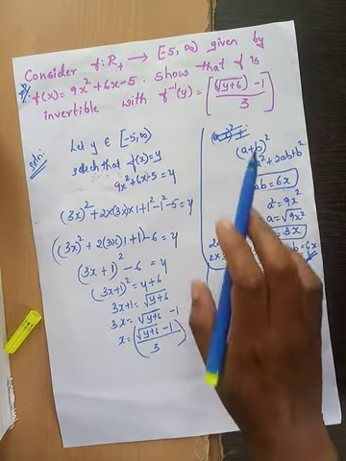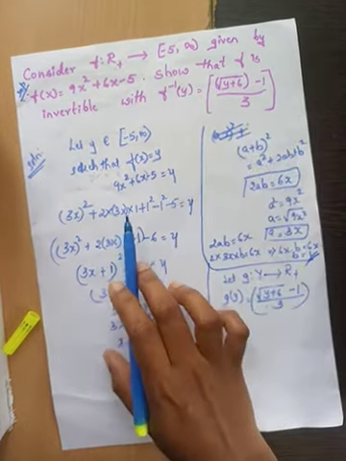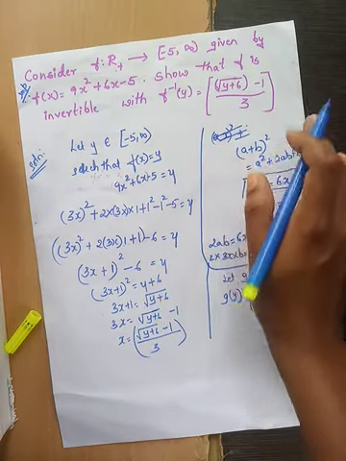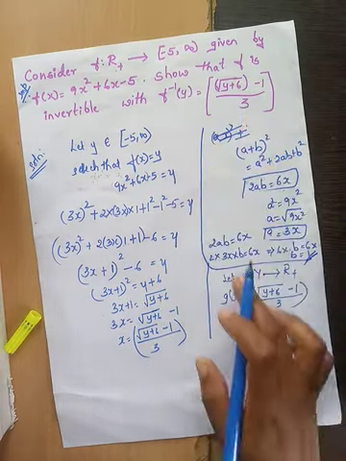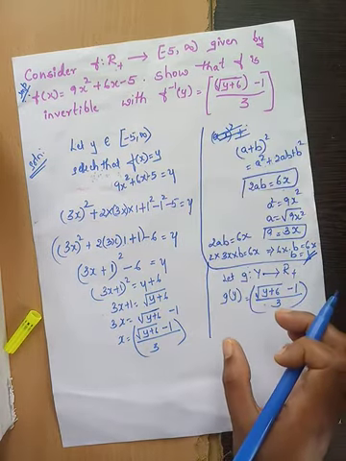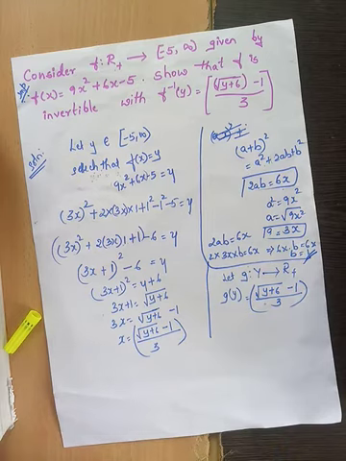So, now what is our question? To show that this particular function f is invertible and its inverse is this particular expression, that is (square root of y plus 6 minus 1) divided by 3. But what is this expression? That is nothing but g. So, if we show that g is the inverse of f, then we are done.